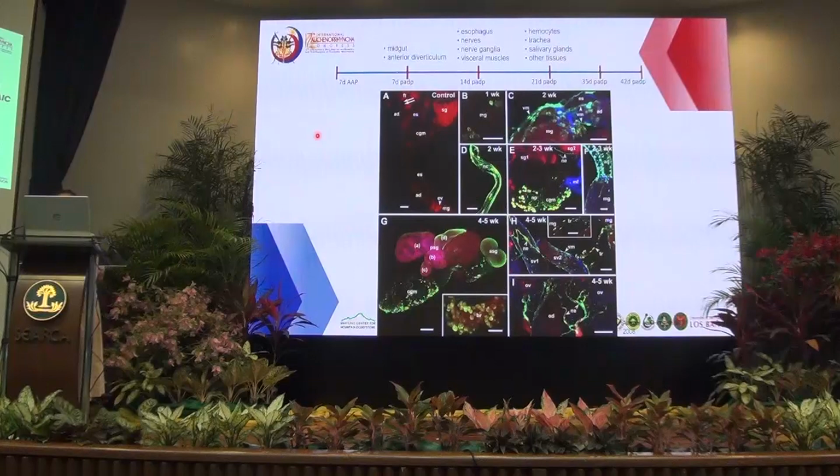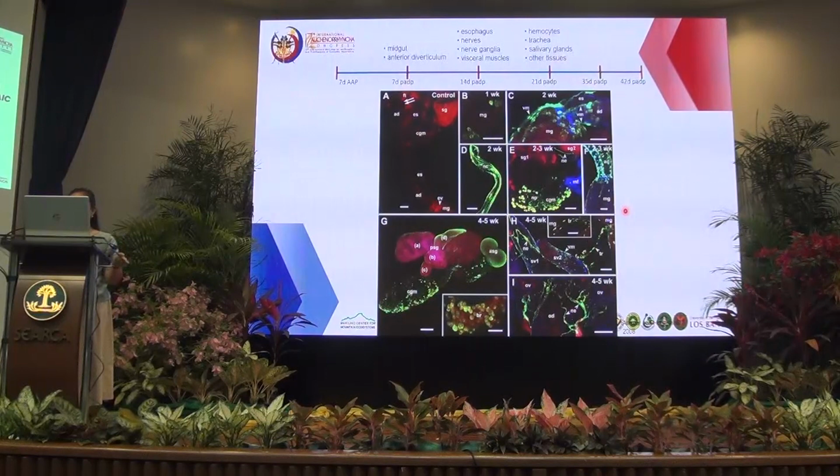What you see here is a very good confocal micrograph of the progress of the virus inside the P. maidis. In the first week you will be able to see infection in the midgut and then the anterior diverticulum, and then in the second week after exposure to MMV-infected plants, the esophagus, nerve ganglia, and visceral muscles are already infected. Three weeks after, you have the hemocytes, trachea, salivary glands, and other tissues.